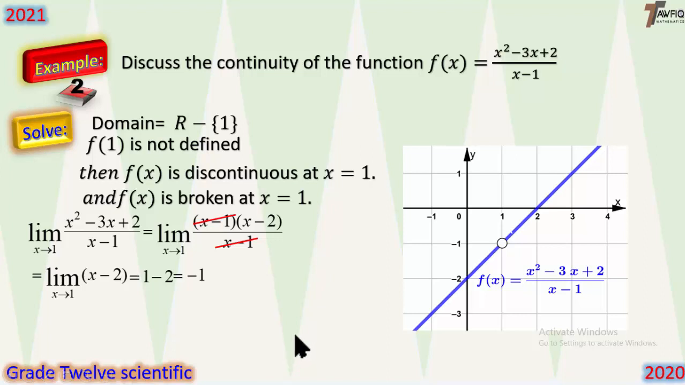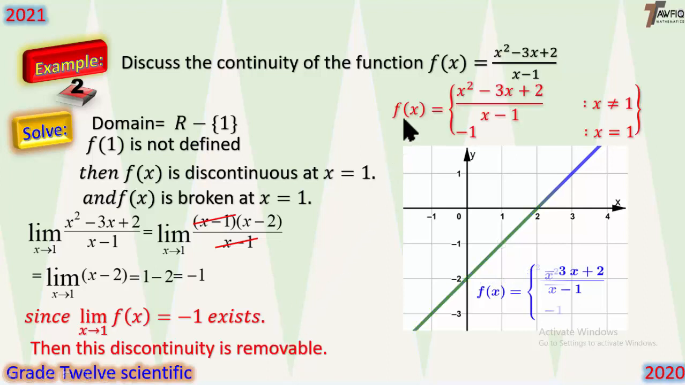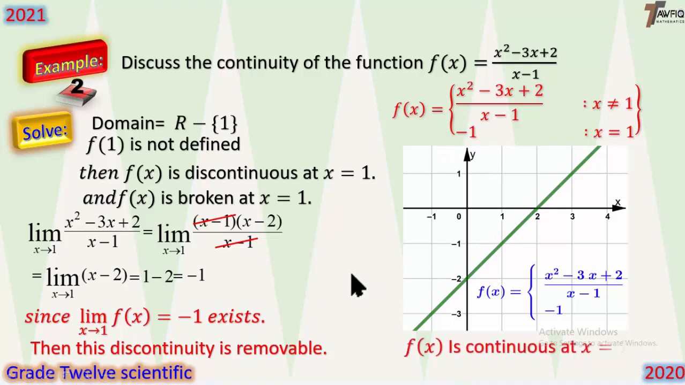To remove this, we must define a new function. Let f(x) equal (x squared minus 3x plus 2) over (x minus 1) when x is not equal to 1, and write the limit, minus 1, when x is equal to 1. Then the function f(x) is continuous at x equal to 1 and at all real numbers.